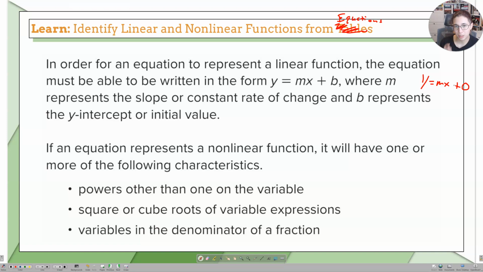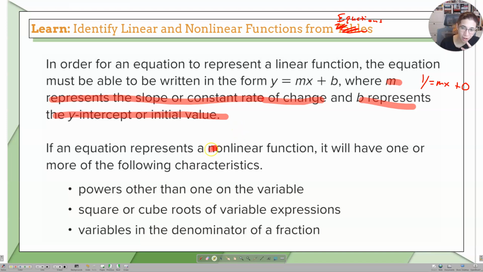But the important point here is that m is representing that constant rate of change or the slope. You have to have a constant rate of change to have a line. And then b just represents the y-intercept or the initial value. So that's what a linear function or linear equation looks like, right?